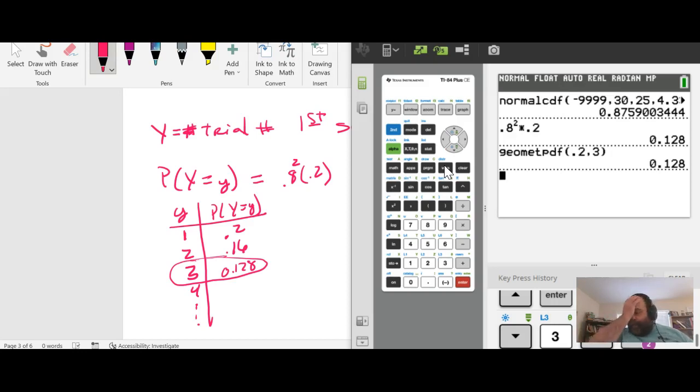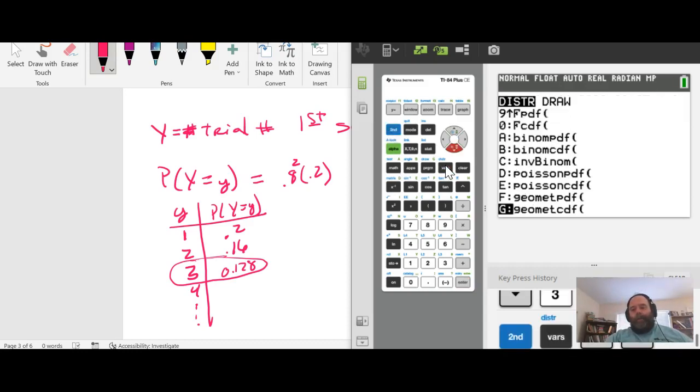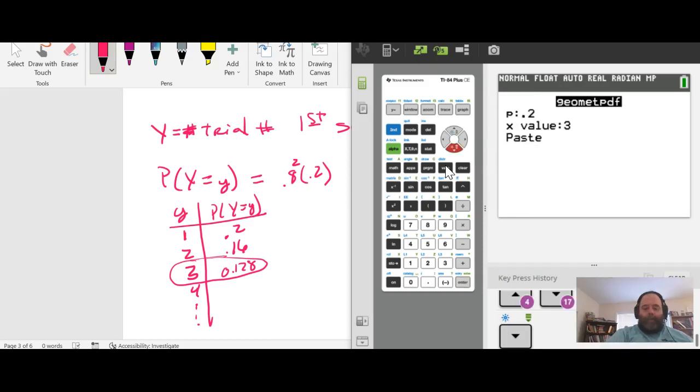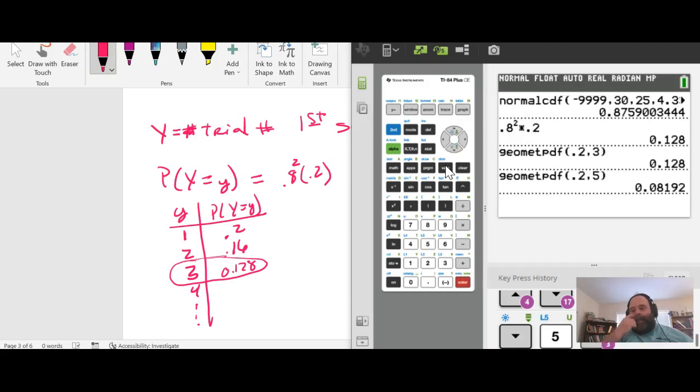The challenge here is you can never create the whole chart because it just keeps going on and on. I can get the geometric probability of 0.2 with, let's say, the first success on the 5th trial, and that's going to happen 8% of the time. But the first success could happen on the 99th trial. So this is part of my problem.